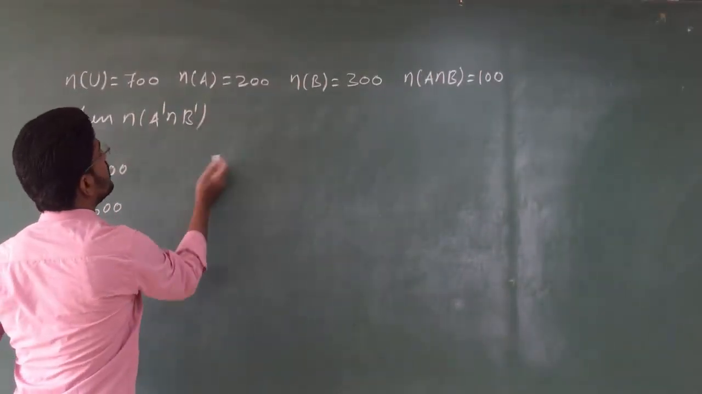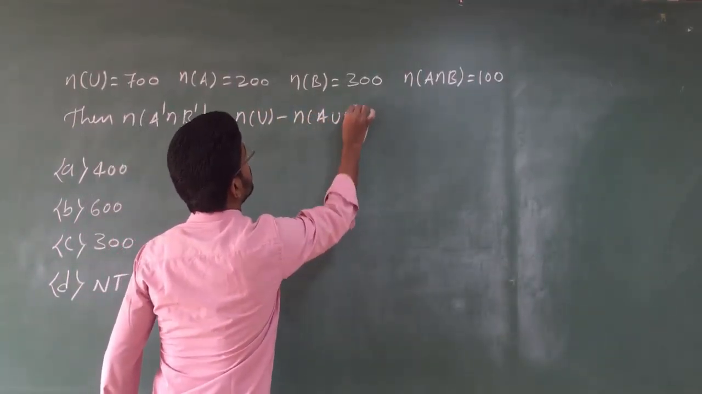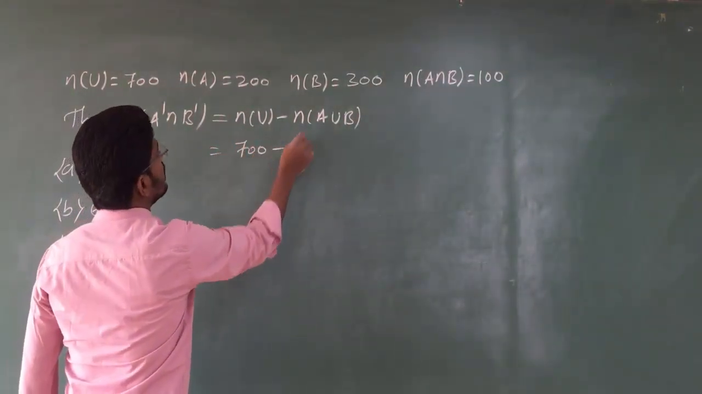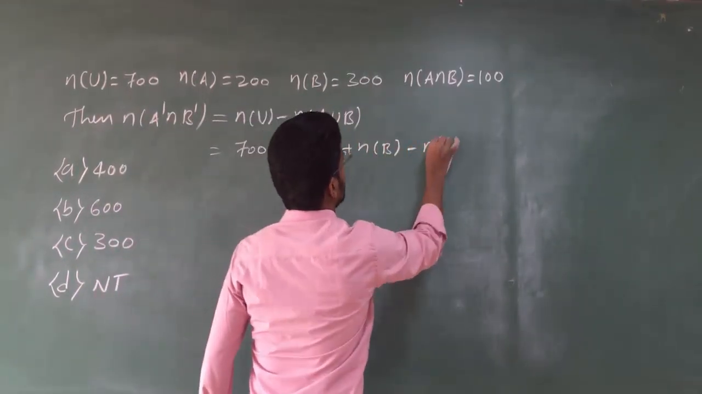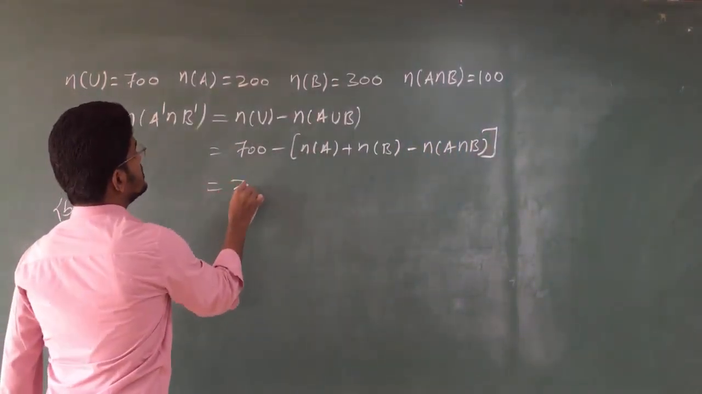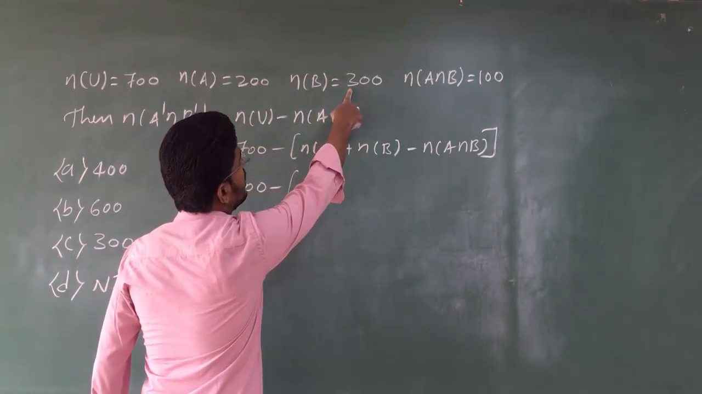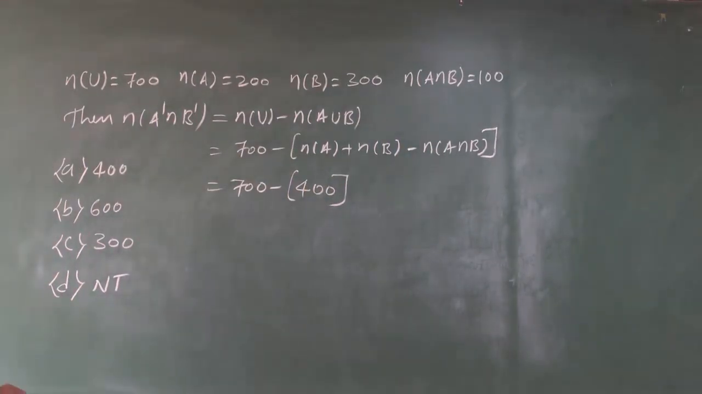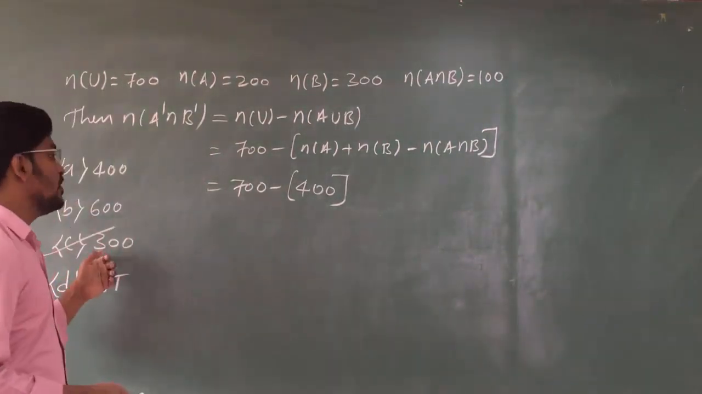n of A complement intersection B complement is n of U minus n of A union B. Already you know what n of A union B is. n of U is 700. n of A union B is n of A plus n of B minus n of A intersection B. Very simple calculation: 200 plus 300 is 500, 500 minus 100 is 400. So 700 minus 400 will be 300. A very simple calculation, and the answer will be 300.